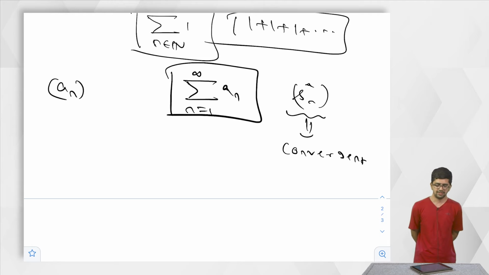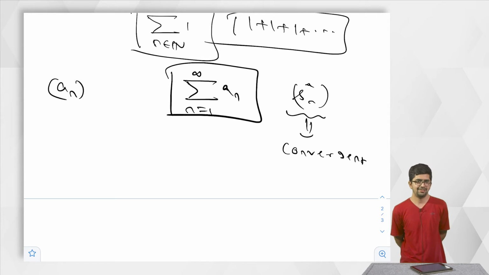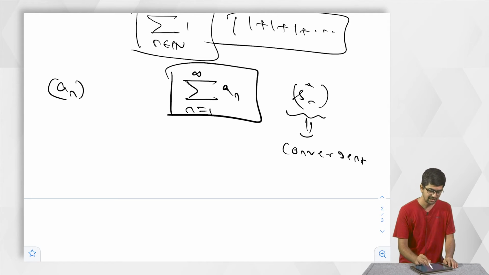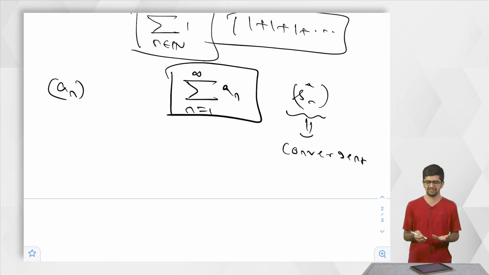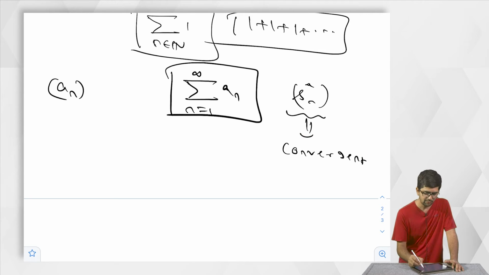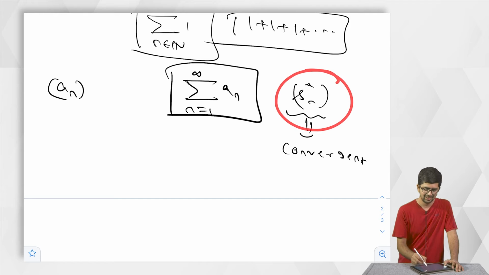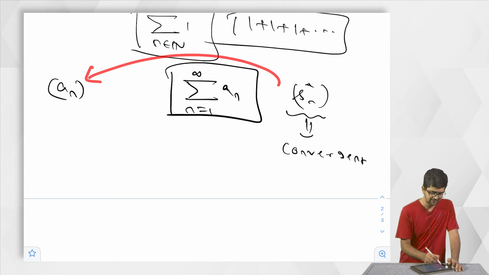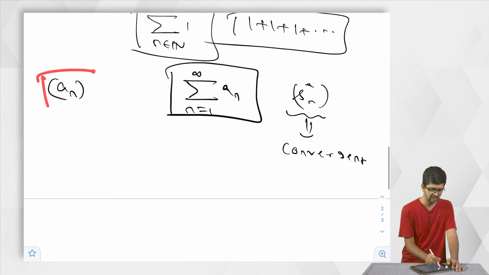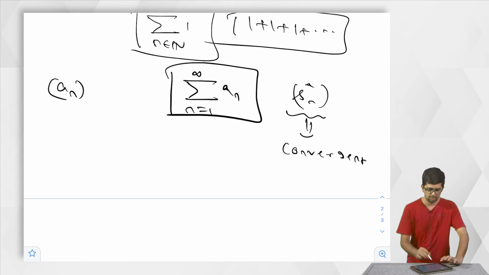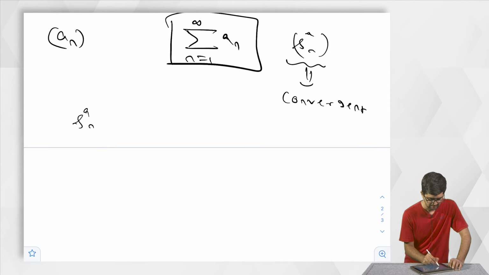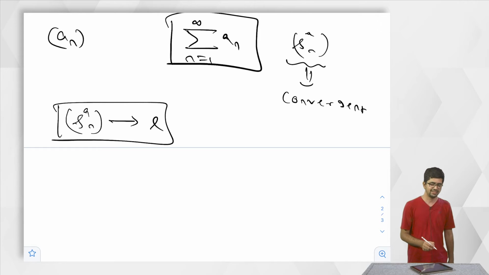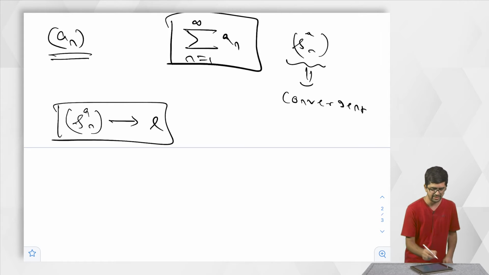And see, observe that here we are concerned about just the convergence, not really the limit point. We are not mentioning it anywhere. So now we will use the property that this is convergent and try to conclude some result about this sequence a_n. So let us assume that S_n converges to L, and then see whether we can say anything about this sequence a_n.